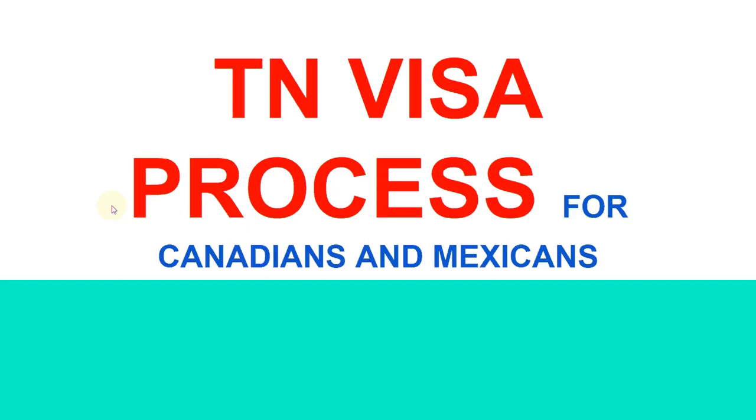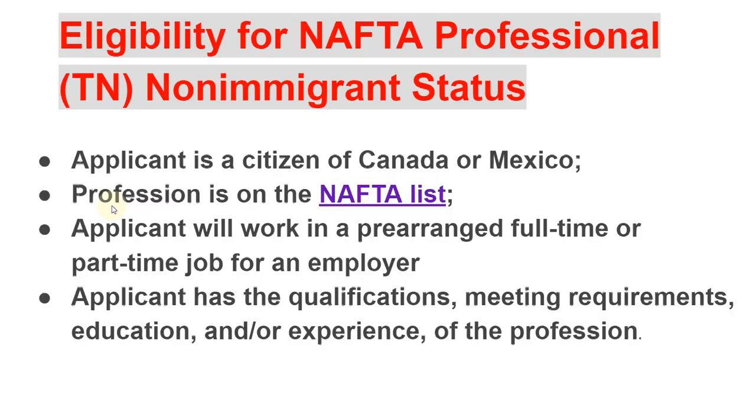In this video, I would like to explain the TN visa process. So first thing is, what is a TN visa? It is the one issued to Canadian and Mexican citizens to work in the United States. And not everyone is eligible to apply to get a TN visa. There is a certain list of eligibility criteria that you have to meet to apply for a TN visa to work in the United States. The first criterion is you have to be a citizen of either Canada or Mexico.